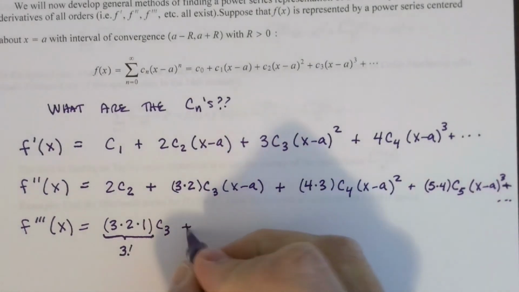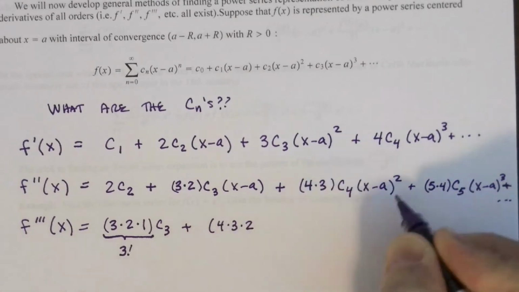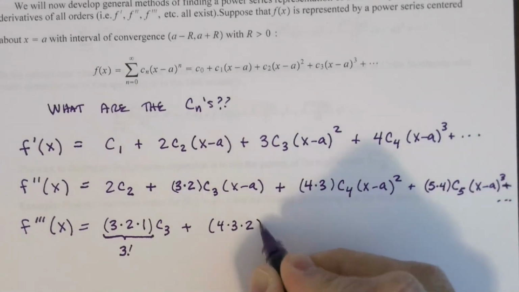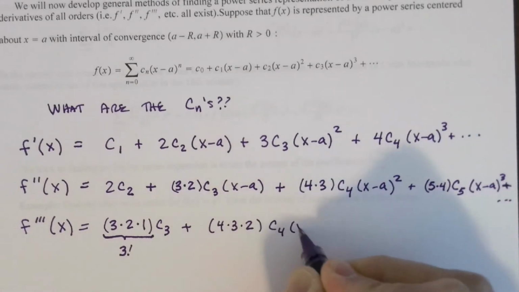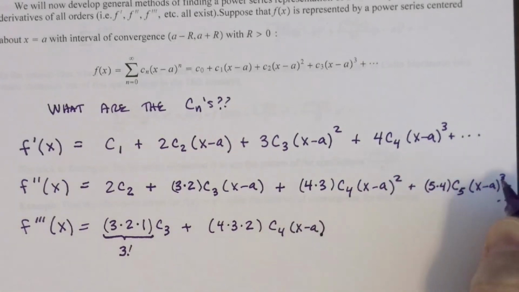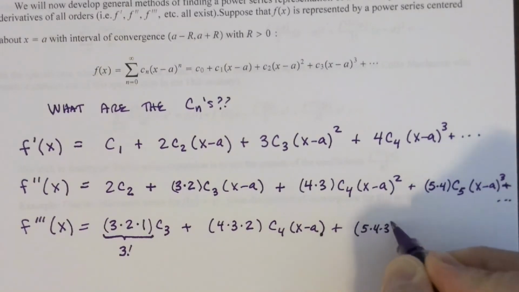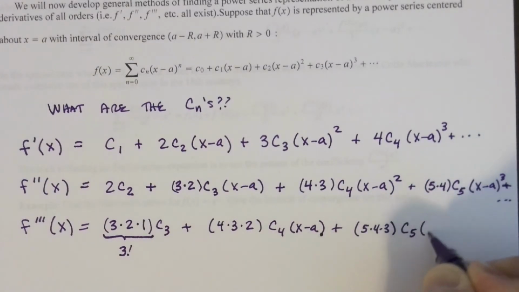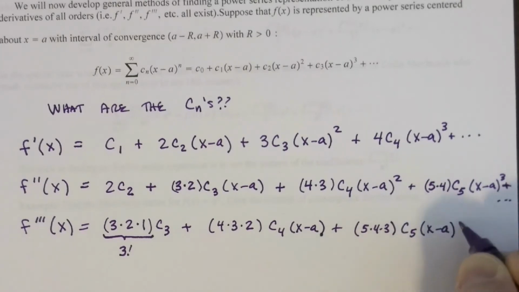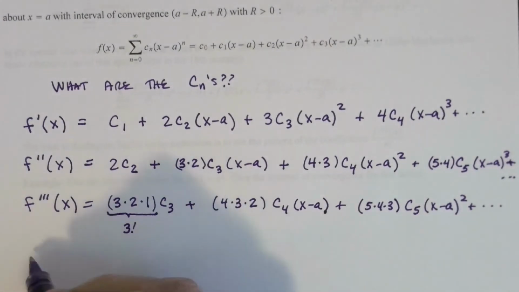What's happening over here? I get plus 4 times 3 times 2. Now bring the 2 down. c4 (x minus a) to the first. What's here? Bring the 3 down. 5 times 4 times 3 c5 (x minus a) squared, and so on. Let's do a couple more.